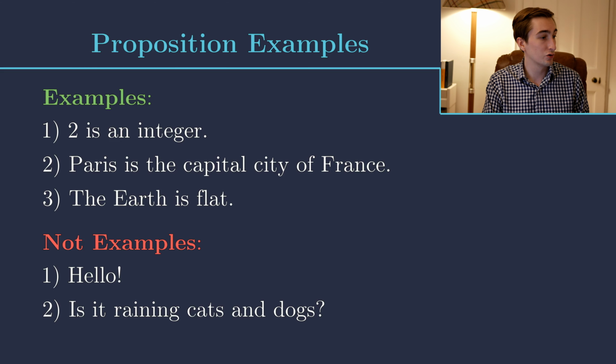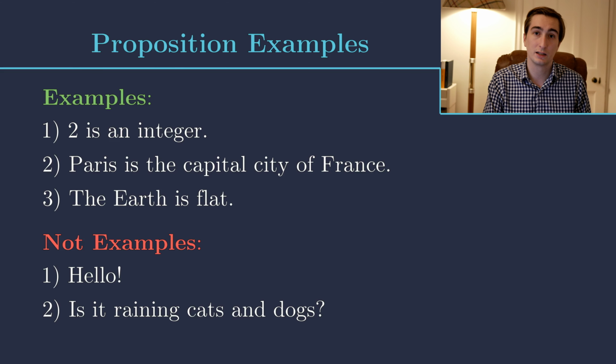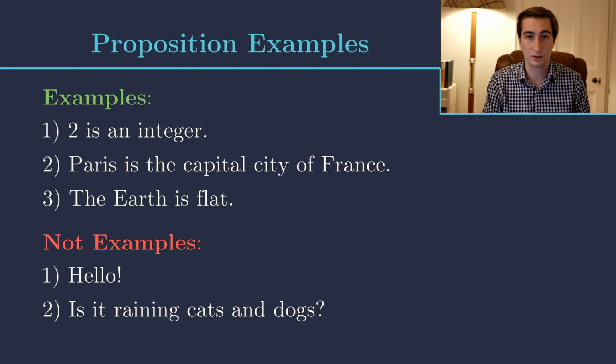And if I say, is it true, is it raining cats and dogs? Does that sentence make sense? No, it doesn't. Therefore, it's not a proposition. In fact, this one's a bit subtle, because if we flipped around "is" and "it", and we said, it is raining cats and dogs, and removed the question mark, that in fact would be a proposition. So this one's a little subtle.